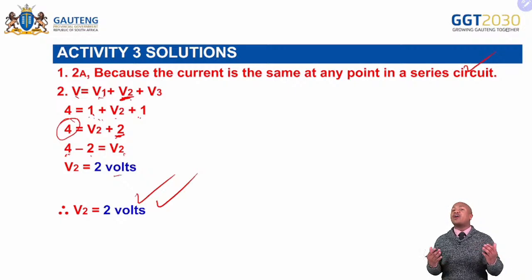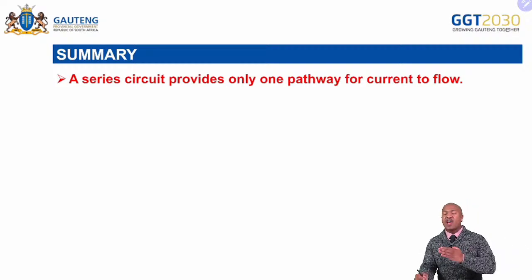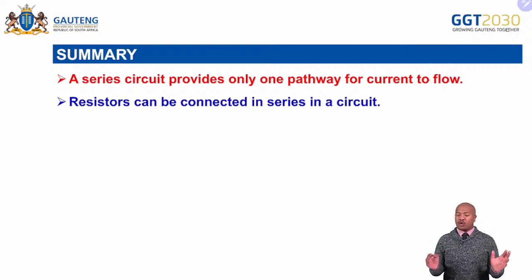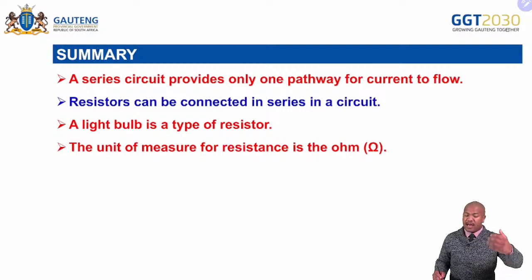So now I hope you have enjoyed this activity, right? Now I want us to summarize what we have learned for today. Today we were talking about series circuits. We said that a series circuit provides only one pathway for the current to flow or to pass through, right, without branching. And resistors can be connected in series in a circuit, where we have a light bulb as an example of a resistor or a type of resistor.